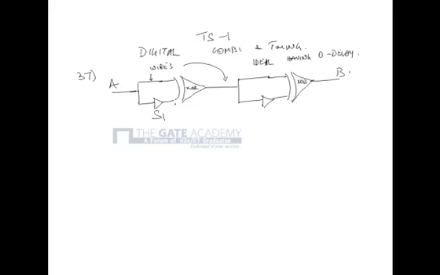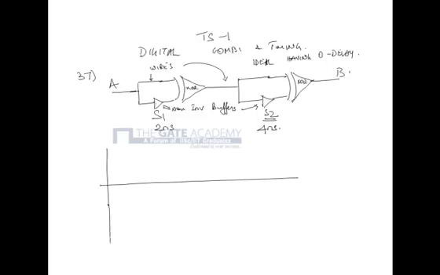There are two non-inverting buffers, S1 and S2. S1 has a delay of 2 nanoseconds, S2 has a delay of 4 nanoseconds. At the input A, this waveform is applied. The time instant is 1 nanosecond. This is logic 0 and this is logic 1.